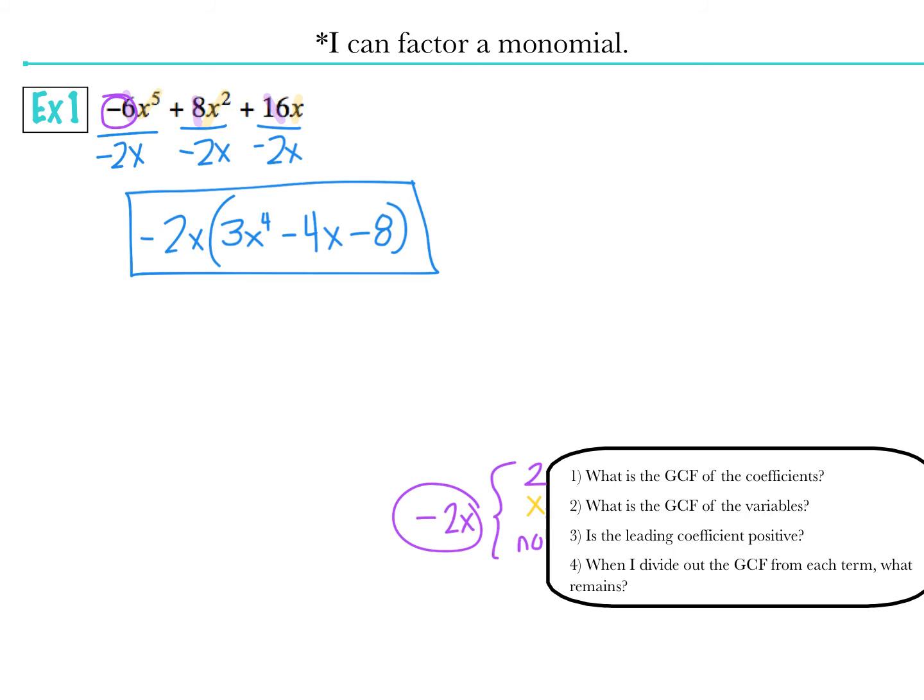So one way to check that I've taken out the largest variable is that my last term should always be a constant, because if it's left with a variable, then that means I can take more out. So the last term should always be a constant.